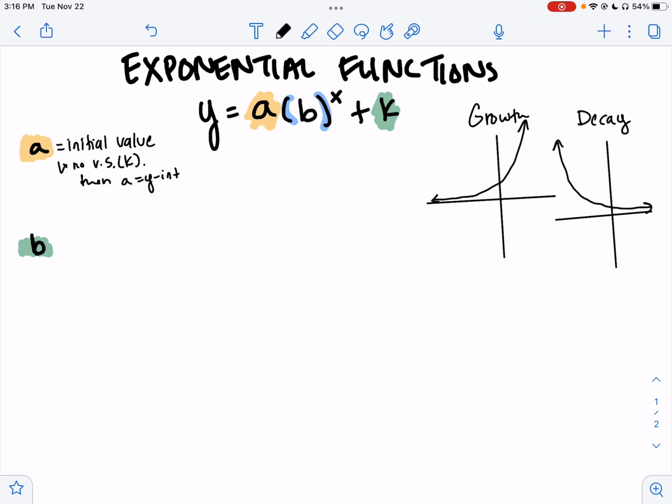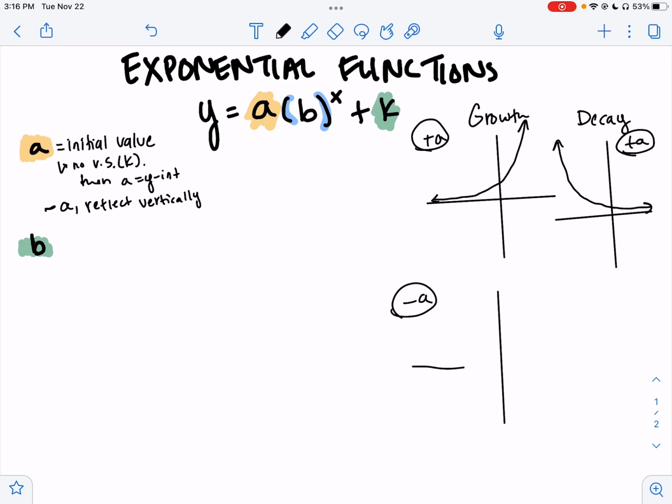The other big thing that a can do is that if your a term is negative, it actually reflects your graph vertically. And so what that could look like, both of these are our basics, so they have a positive a value. This is what we're used to seeing. But if that a value became negative, it would flip it over the x-axis. So instead of going up exponentially, we're still going to grow exponentially, but instead we're going to go down. Same thing with a decay graph. We're still going to be flattening out, we're still decaying, but instead of starting up here in the positive world, we're going to start here in the negative.